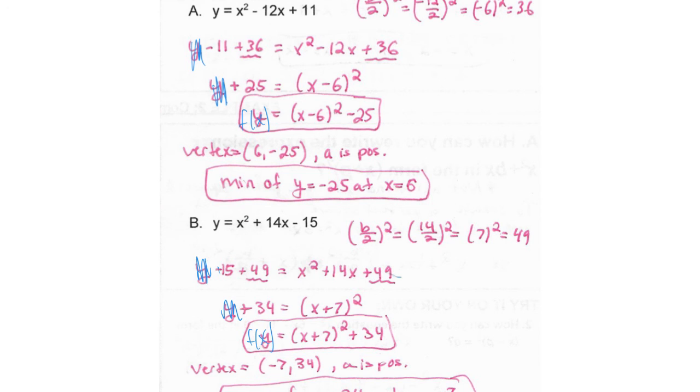I did this wrong though. This should be a positive 15, which should make this 64. So it should be negative 64 over here. So minus 64. So our vertex would be negative 64, and we'd have a minimum at negative 64. All right, sorry about that mistake, but those are your solutions.